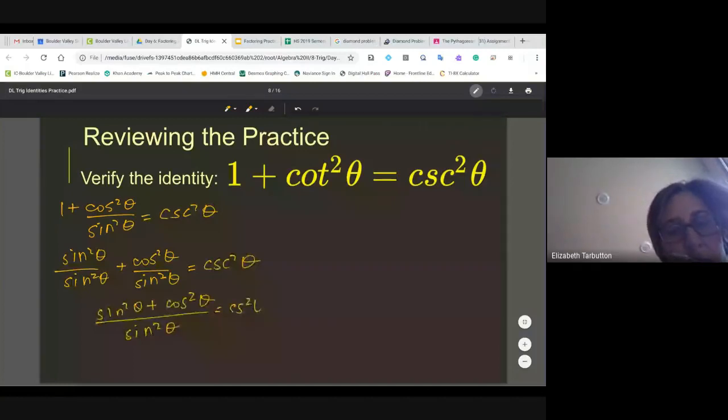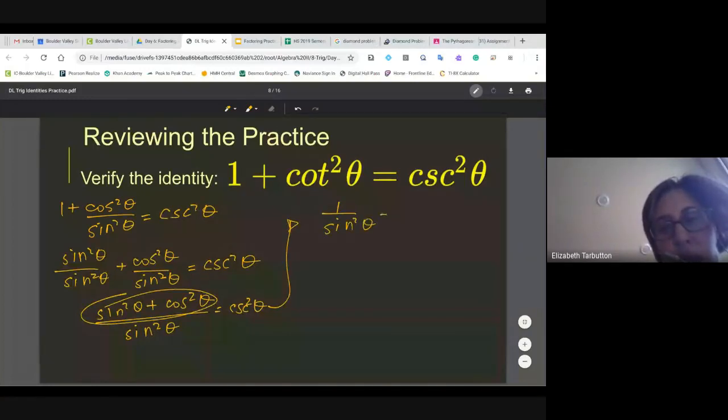And I know that sine squared theta plus cosine squared theta is equal to 1, so I can substitute that in. And from my notes, I know that 1 over sine squared theta is cosecant squared theta, so I can substitute that in. And I have proven that this is a true identity.